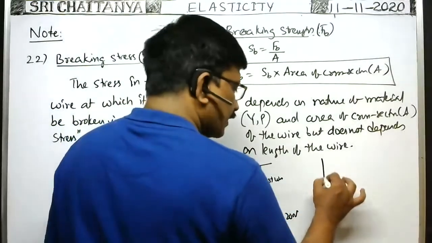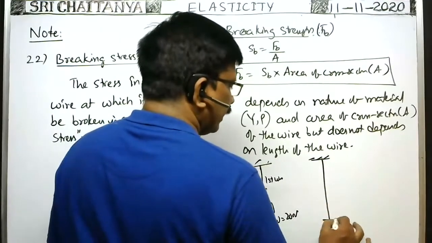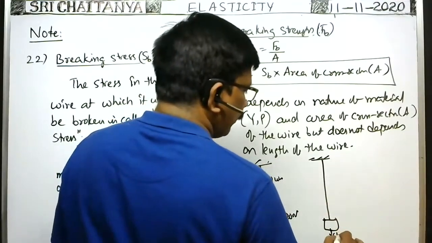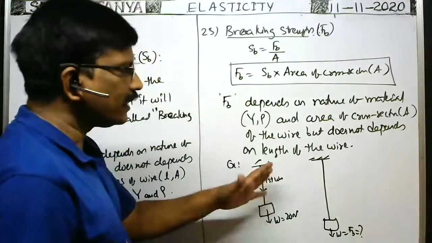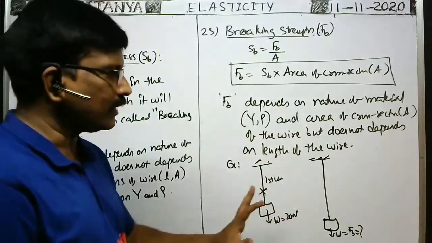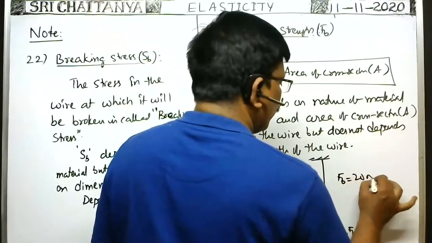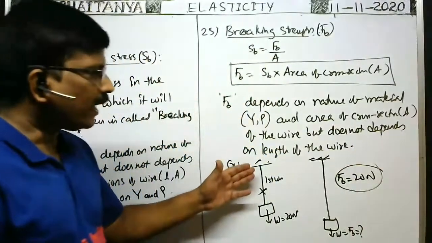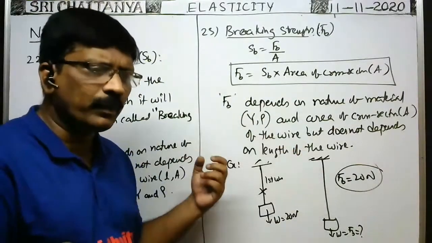When another wire is taken from the same bundle but having more length, what is the breaking strength W? Here only length changes; area of cross section and nature of material do not change. That's why the breaking strength is 20 Newton only, because the area of cross section of the wire does not change, as these two wires are taken from the same bundle.